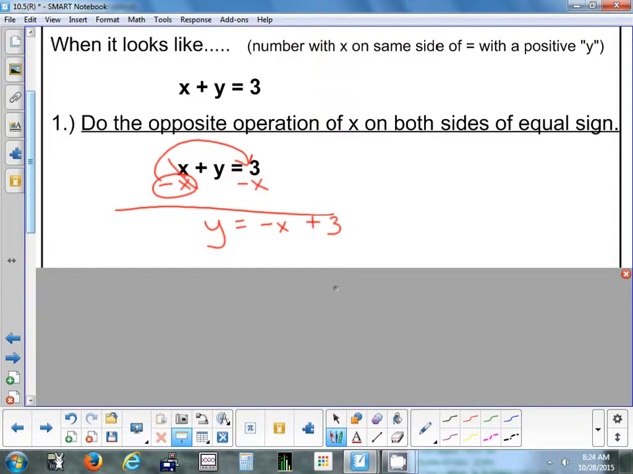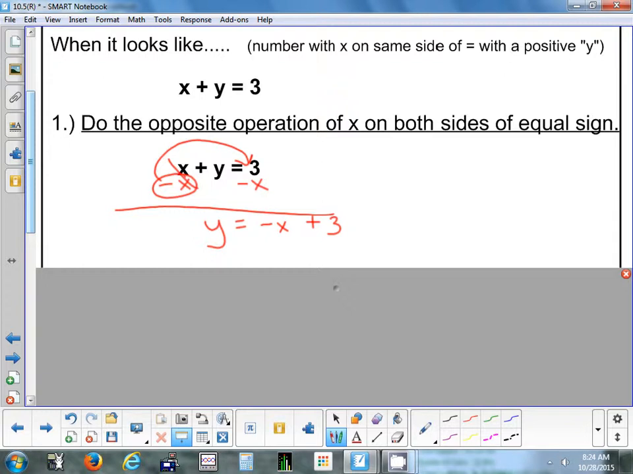Did anybody think 3 minus x? Is anybody thinking that? Yeah, it's not wrong. It means the same thing. It's just not the order we're looking for. 3 minus x is correct, but we want to put the x before the number. When we have x on the left-hand side with y, we always want to take it and write it after the equal sign.